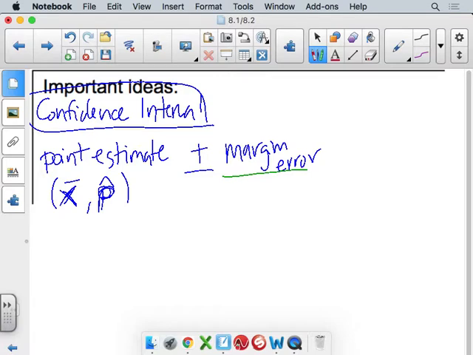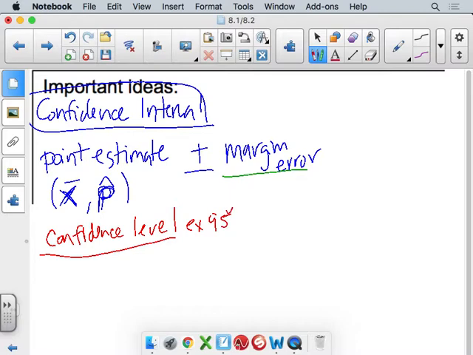All right, and so how do you interpret a confidence level? What is a confidence level? For example, what does it mean to be 95% confident?